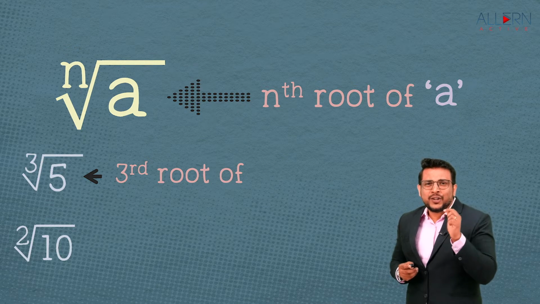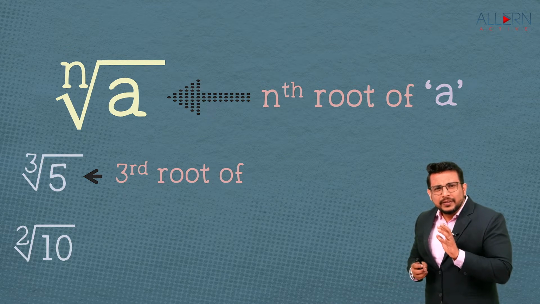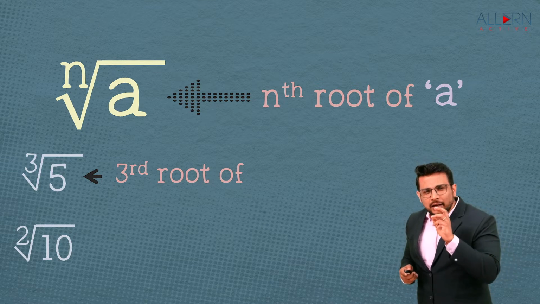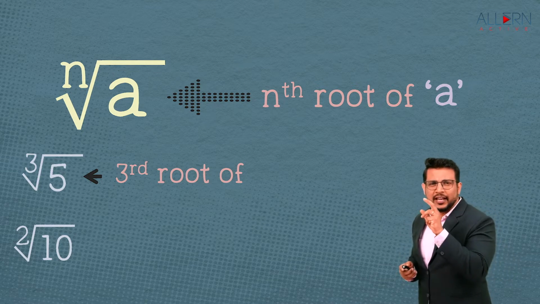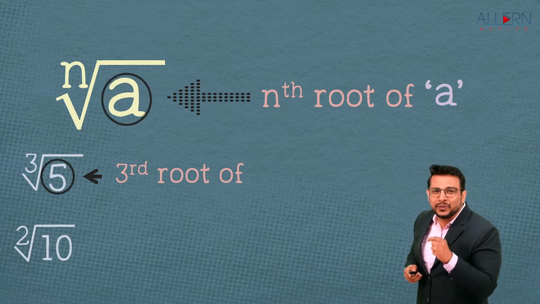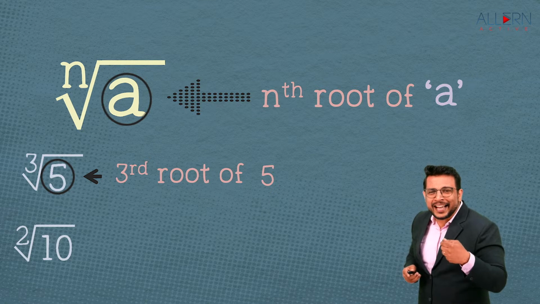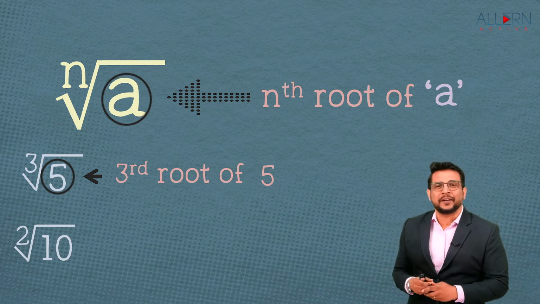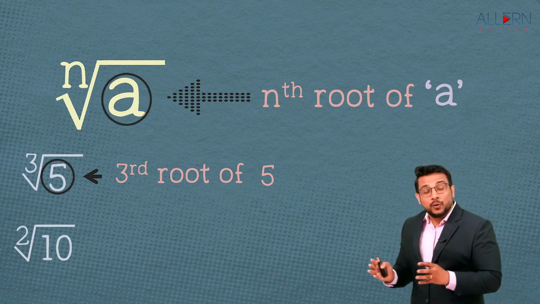So on the basis of that you understood this much, right? There you read it as nth root of a. That means the number or the variable which you had within that sign. So here what do we have? 5. So you will read this as third root of 5, and let me tell you, you are absolutely right. So it is third root of 5.